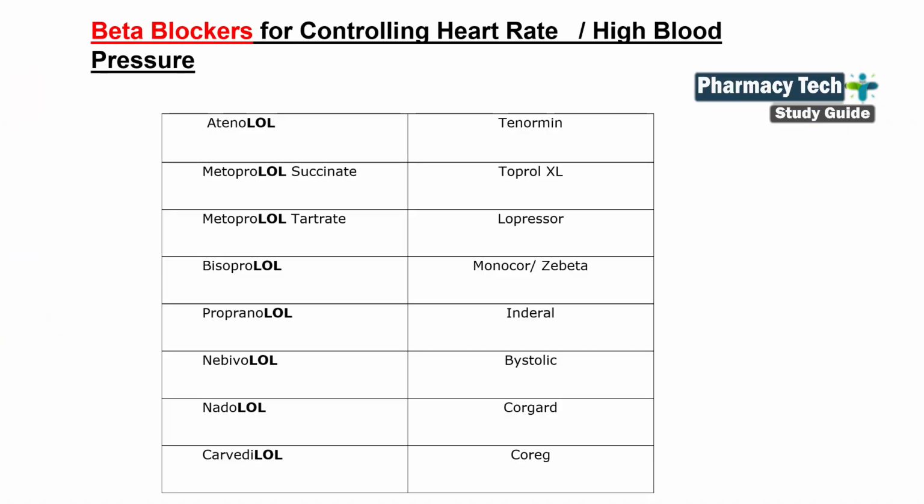So anytime you see LOL, you shouldn't be thinking of only laugh out loud, but you should be thinking of this class of medications which are used to treat blood pressure. So Atenolol, the name brand is Tenormin. Metoprolol is available in 2 salt forms, metoprolol succinate and metoprolol tartrate. Now, metoprolol succinate is the extended release form of metoprolol. So the name brand is Toprol XL.